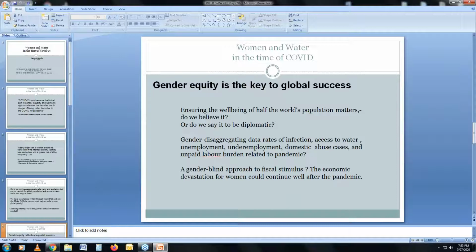Or do we just sit in our comfort zones and say, let's be diplomatic? We have got to mention the women. So at every presentation that we have, we say, oh, we forgot the women. Oh, yes, let's do a slide on the women.